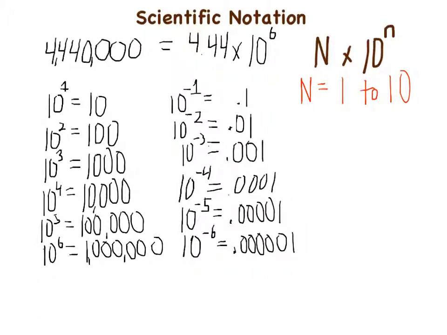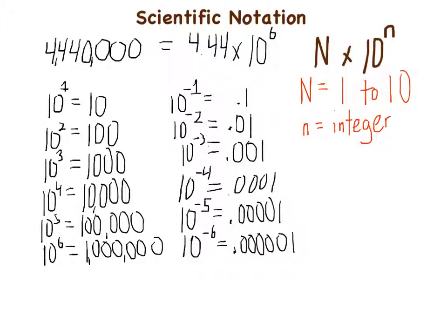Now, if we look at this right here, 10 times 10 raised to the little n. The little n can be any integer. So 1, 2, 3, 4, 5, 6, 7, 8, 9, 10, or negative 1, negative 2, negative 3, and so on. So that is the general format for scientific notation.